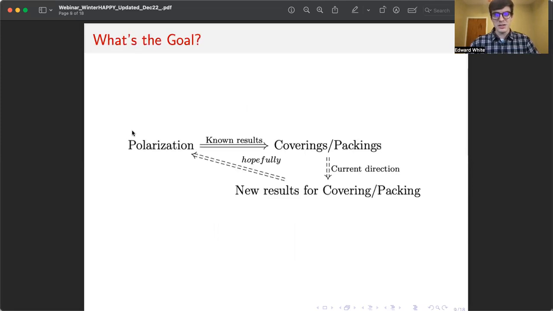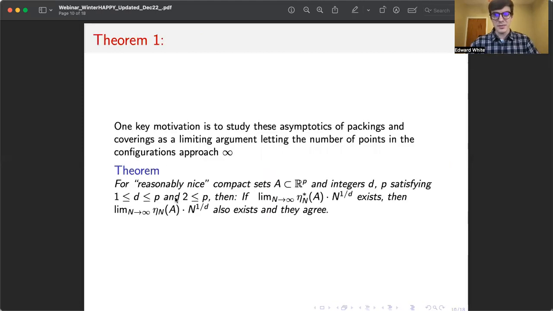So the goal is we want to take our optimal polarization and take some known results from this area and hopefully extend them to coverings and packings. Then we want to take coverings and packings and try and push that into a new direction to get some new results, and then hope that because of the relation between polarization and coverings and packings, this would lead us back to polarization to get some new results under polarization.